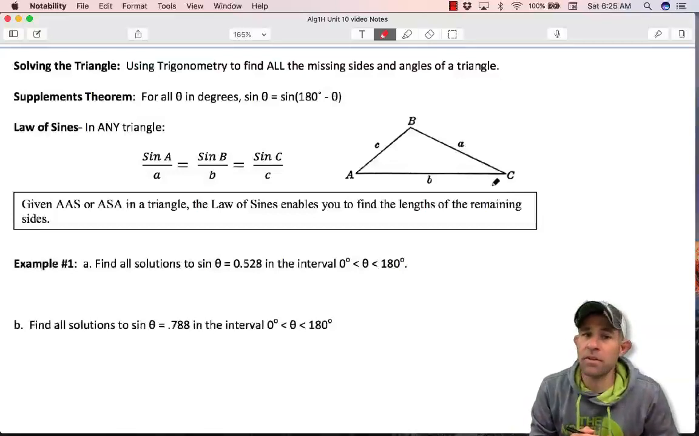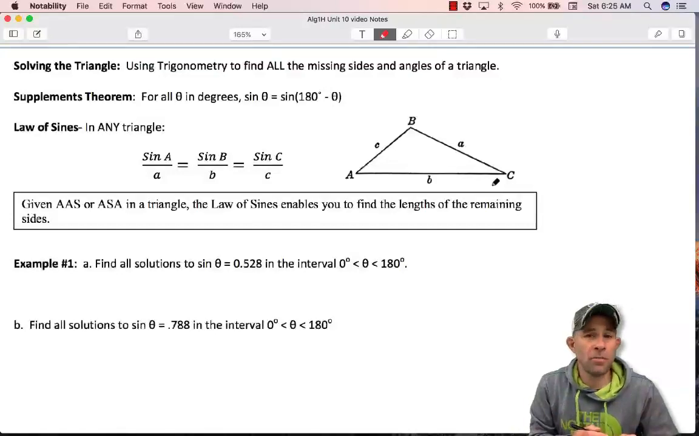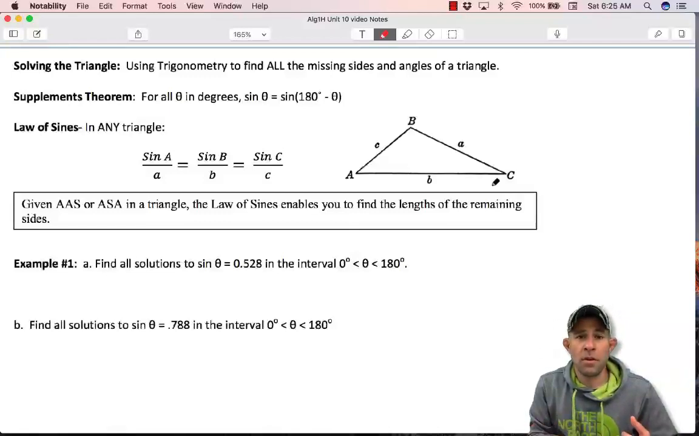Hey guys, today we're revisiting the law of sines. So you might remember this from geometry last year. But before we jump in, there's a few other things that we want to introduce to you.